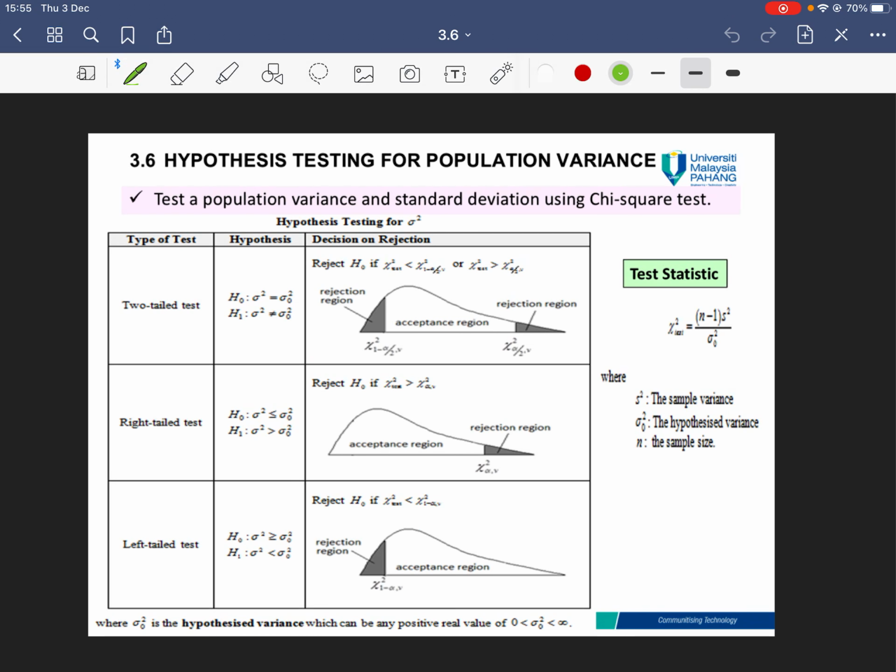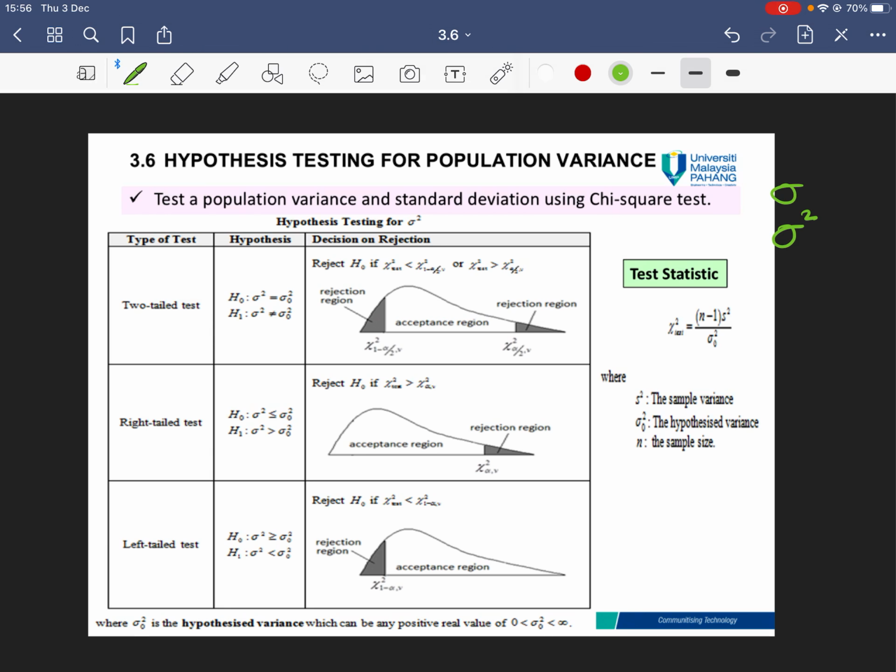Okay, still in chapter 3, hypothesis testing. So 3.6, hypothesis testing for population variance. Now you want to conduct hypothesis testing for sigma square. Population variance is sigma square. You can test the population variance and standard deviation. You can also test the standard deviation because standard deviation is the square root of variance. So recall, sigma is standard deviation, sigma square is variance.